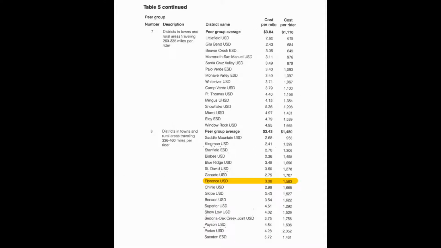Then on the next chart, it shows in our peer group, it's a different group of districts and towns for rural areas. And this is what they're doing is a comparison of these peer groups, and it's for transportation. And what they did is they took school districts that had mileage between 336 to 460 miles per rider. And they did a comparison for the cost when they did this study. So in that particular group, we've got some of the same districts, maybe a few of them, but a lot of them are different. And so we're right in the middle in regards to the cost per rider and the cost per mile in regards to this study.